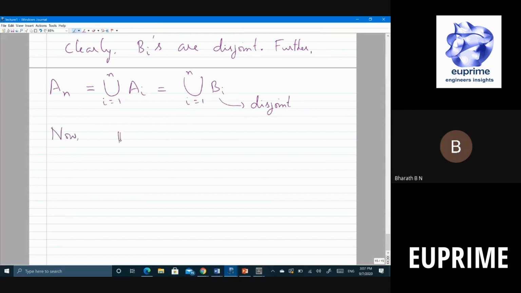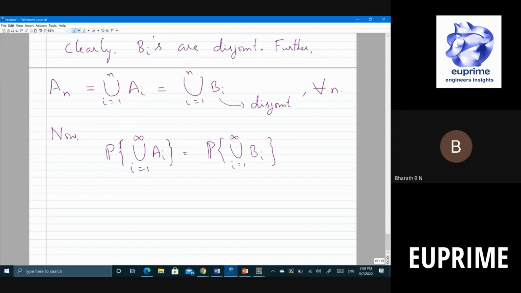Now, probability of An. So I can write it in a slightly different fashion. This is true for all n. So I'll take n to infinity now. Since this is true for all n, union i equals 1 to infinity A_i is the same as union i equals 1 to infinity B_i. Right? This is what I want. Probability of union A_i is probability of union B_i. Is that fine?